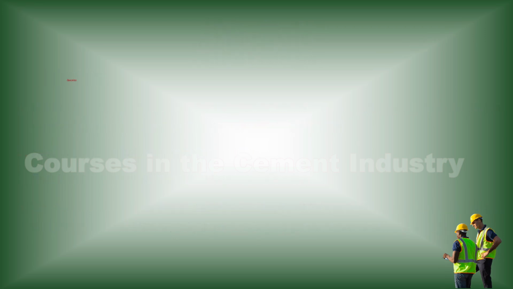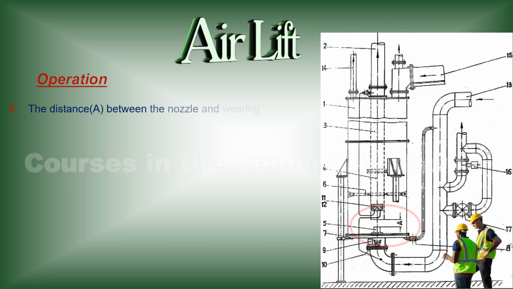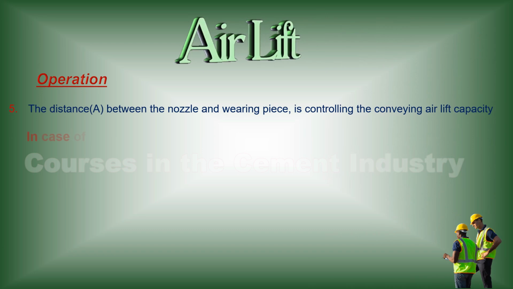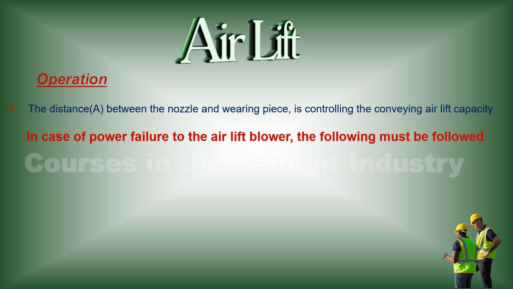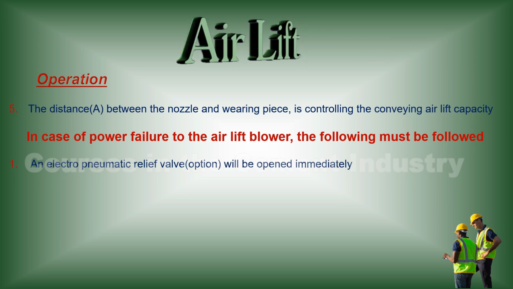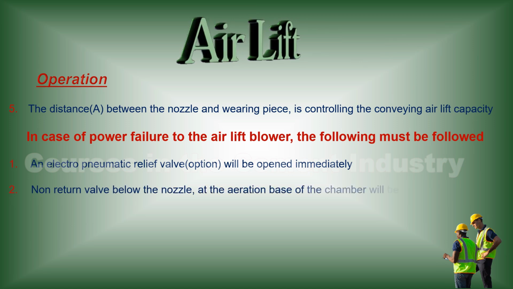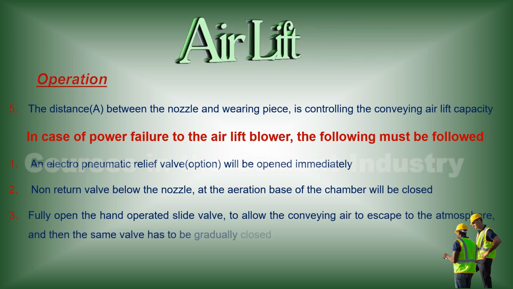We follow together, operation for airlift. 5. The distance, A, between the nozzle and wearing piece is controlling the conveying airlift capacity. In case of power failure to the airlift blower, the following must be followed. 1. An electro-pneumatic relief valve, optional, will be opened immediately. 2. Non-return valve below the nozzle, at the aeration base of the chamber, will be closed. 3. Fully open the hand-operated slide valve, to allow the conveying air to escape to the atmosphere, and then the same valve has to be gradually closed when the air blower switches on again.